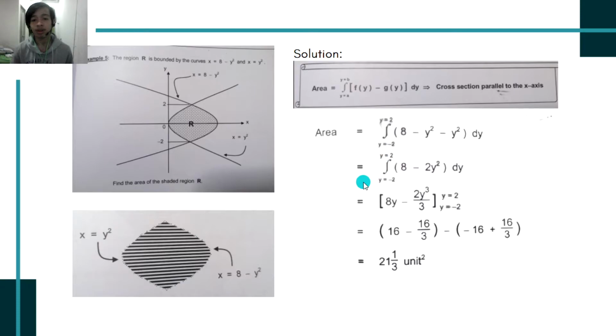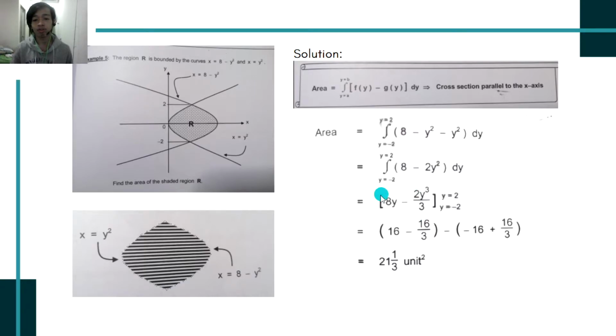So our second step here is we can simplify this, y squared minus y squared. So just like this now, our integral, upper bound 2, lower bound negative 2, 8 minus 2y squared dy. Next, we can integrate this equation and we will get 8y. 8 integrated will be 8y minus 2y squared will be 2y to the power of 3 over 3. We get this by using the integration formula, where the power must be plus 1 and over itself. So we get 2y to the power of 3 over 3.